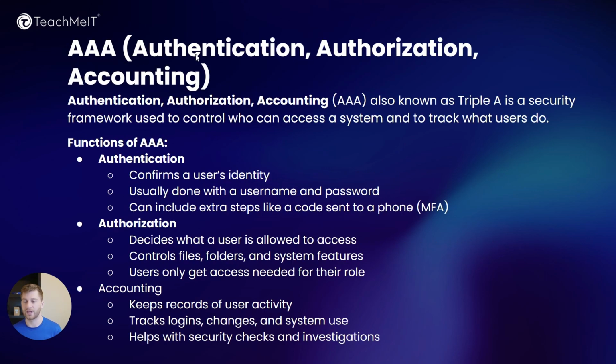From here, we have AAA: authentication, authorization, and accounting. These are a security framework that we can use in order to control who has access to a system, devices, or whatever they're using, and also to track what the person is actually doing. So the functions of AAA start with authentication.